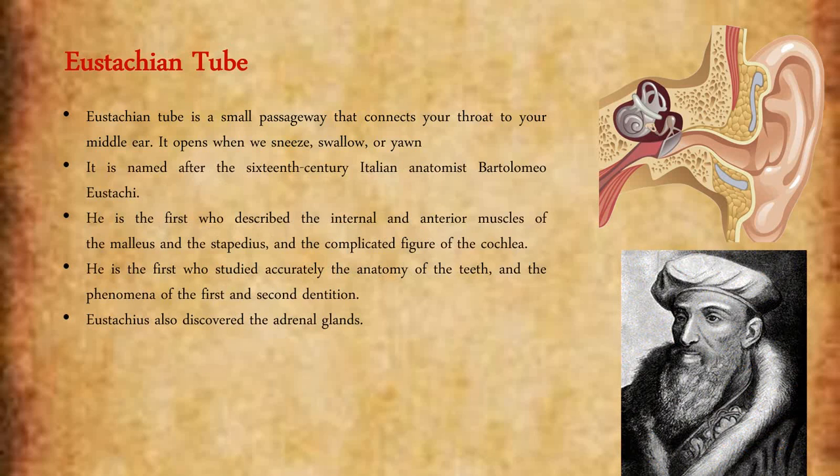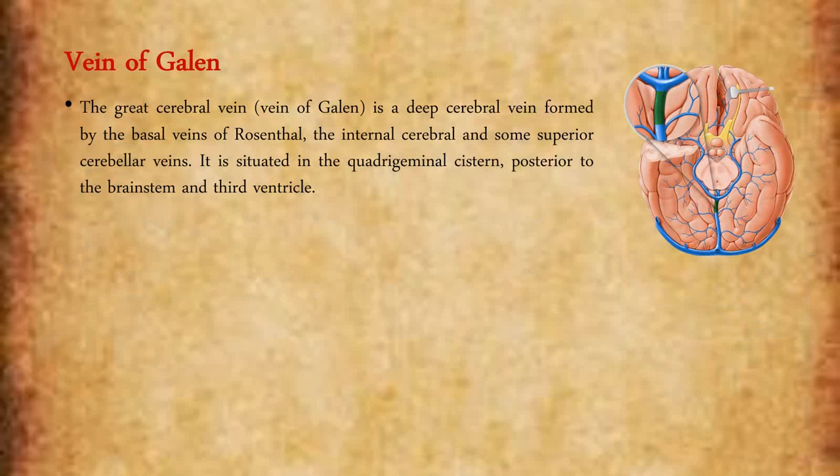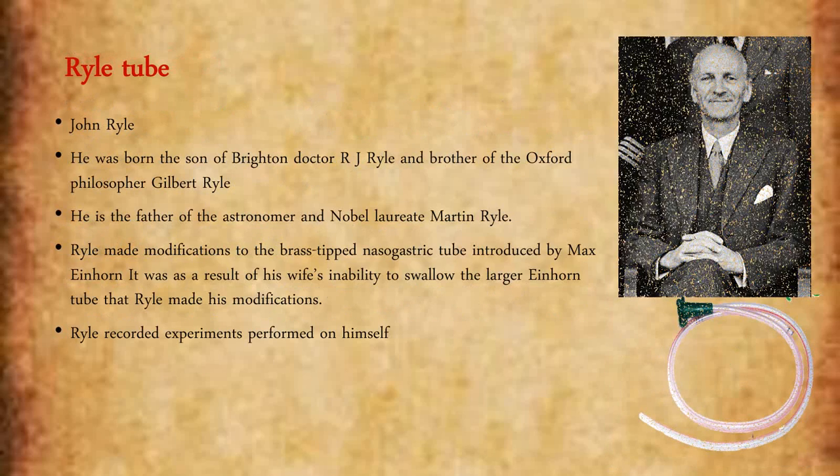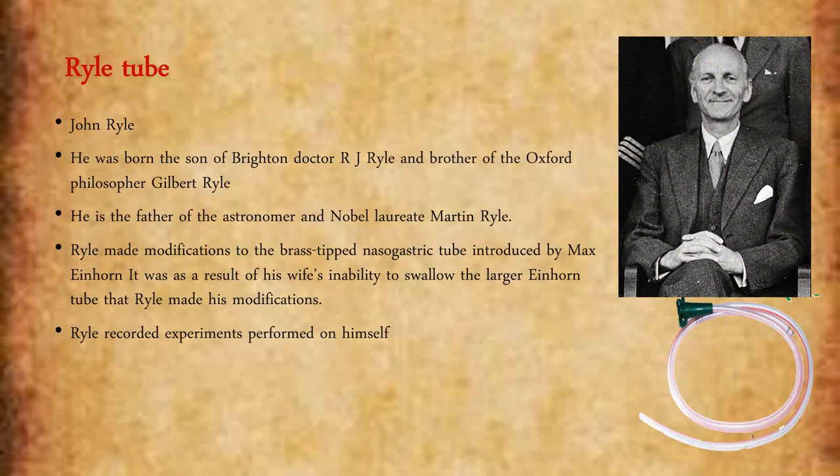He is the first who studied accurately the anatomy of the teeth and the phenomena of the first and second dentition. Eustachius also discovered the adrenal glands and the vein of Galen. It is a great vein in our brain. Galenus was born at Bergamo in Turkey and died in the year 200 after death. He was a second century Greek philosopher physician who switched to the medical profession because his father wanted that. Right, I like this man.